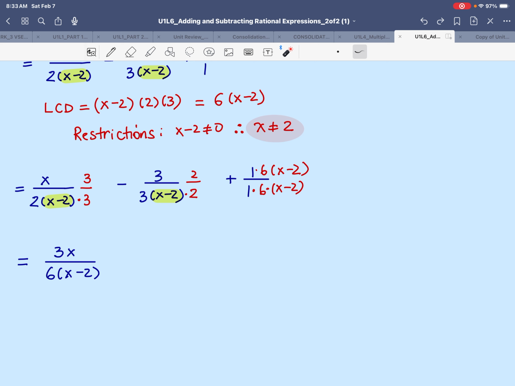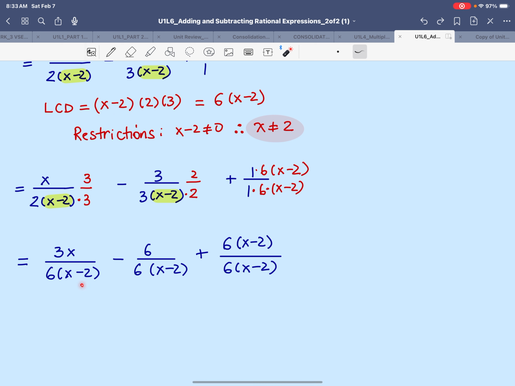So we have 3 times x over 6 times (x minus 2). So 2 times 3 is 6. And then minus 3 times 2, 6, divided by, this is now 6 times (x minus 2). And then plus, we have just 1 over 1, which will turn into 6(x minus 2) over 6(x minus 2).